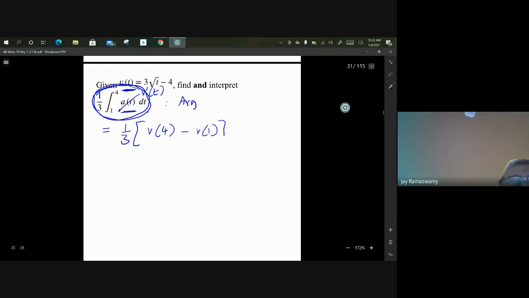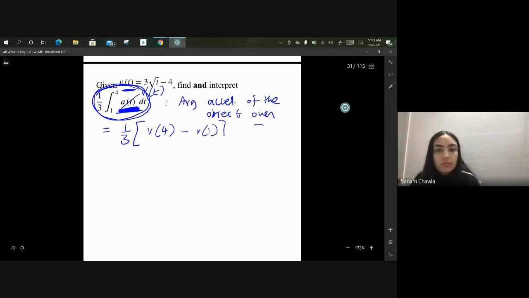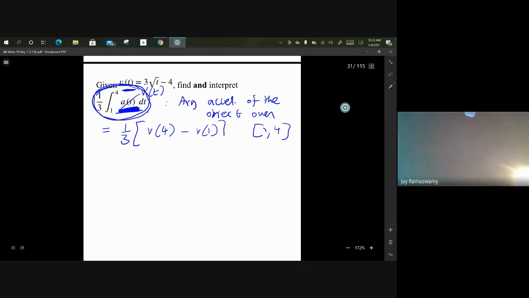Okay, now here's where some of the weaker kids get confused. Look at that function. It is the average of acceleration. It is the average acceleration of the object over 1 to 4. Now I'm blowing your minds. Everybody look at the board.